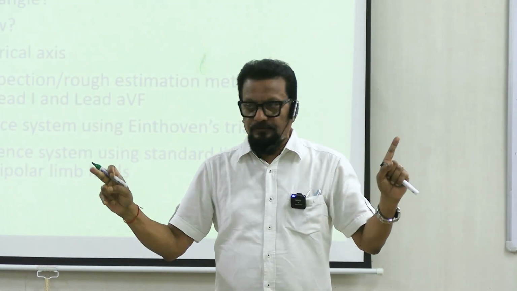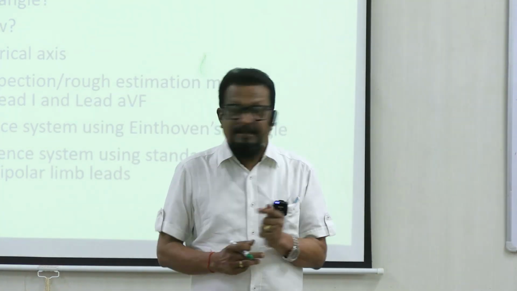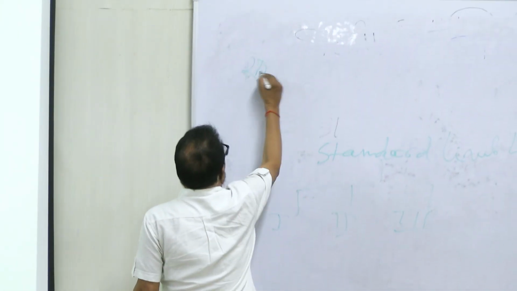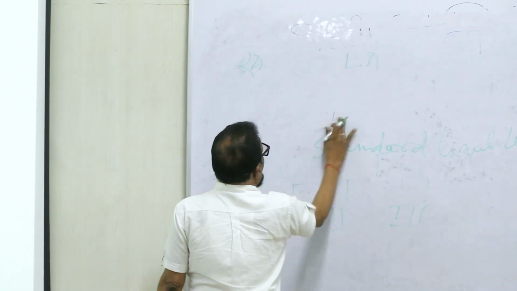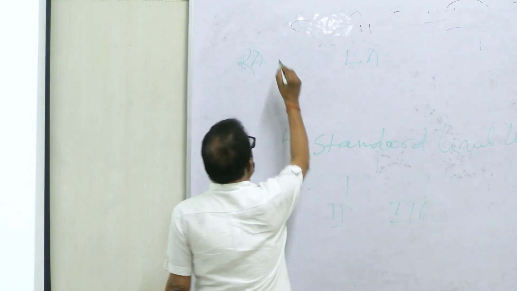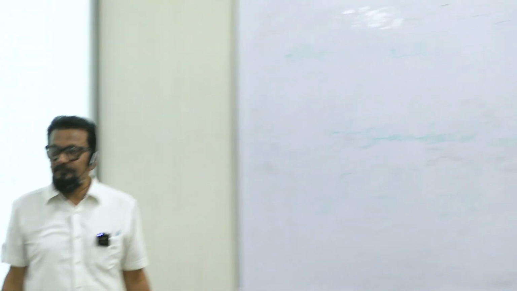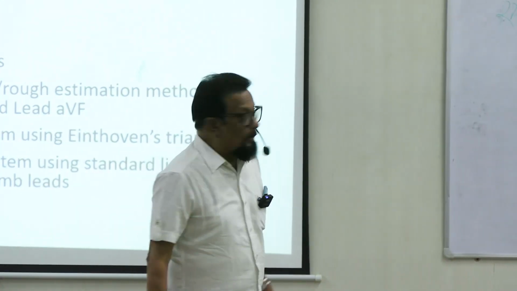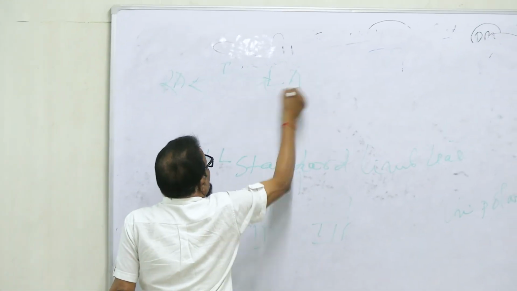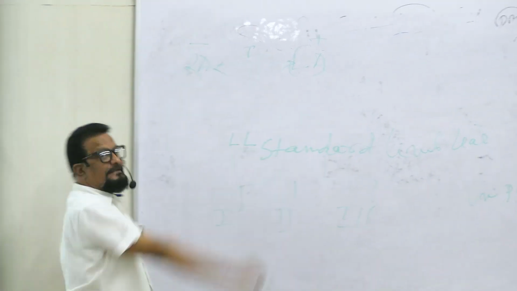There are two electrodes. One is a positive electrode, another is a negative electrode. The positive electrode, in case of lead 1, suppose this is the right arm, this is the left arm, and this is the left leg. The connection between these two, left arm and right arm, forms lead 1. Here in lead 1, the left arm has the positive pole and the right arm has the negative pole.